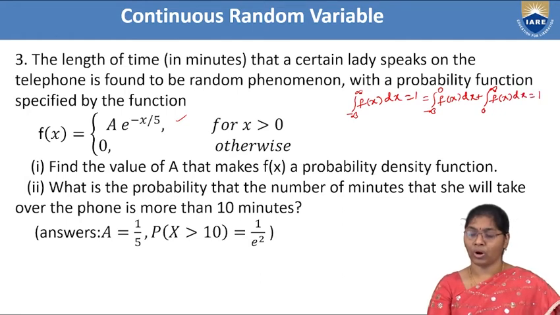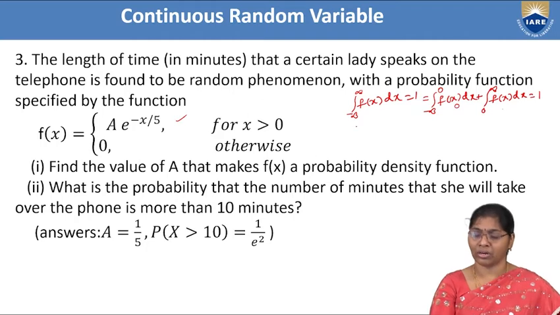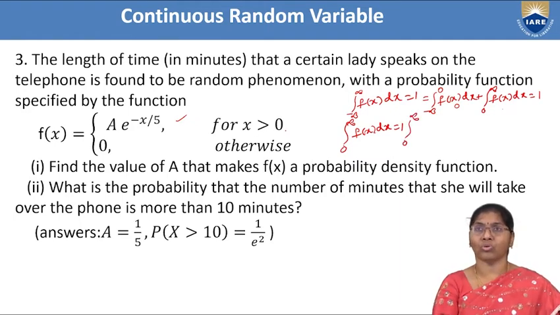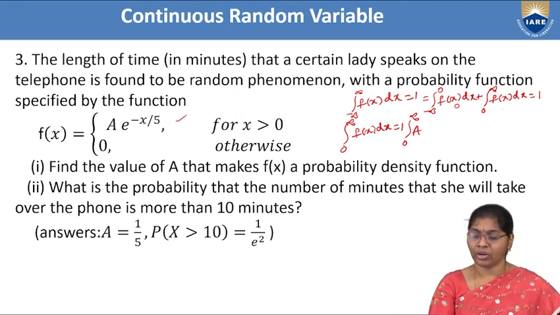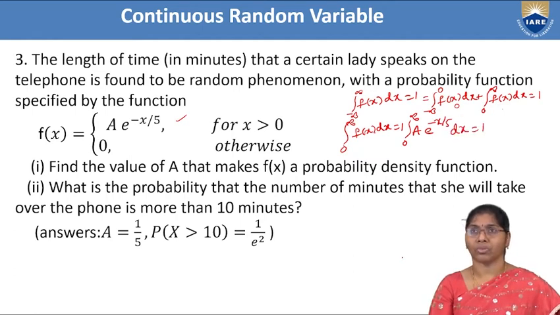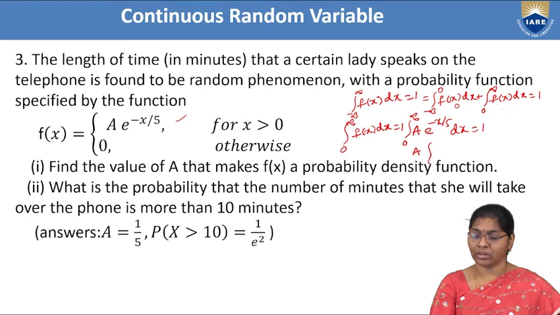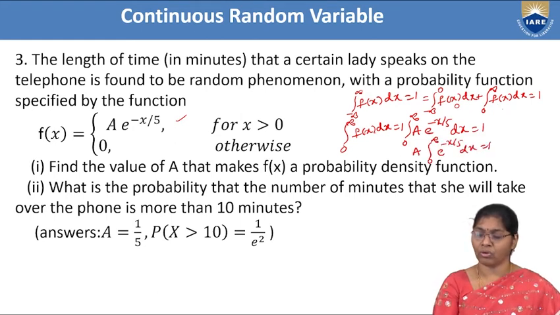equal to 1. Here the first part is 0, so I am taking only this part. The integral from 0 to infinity of f of x dx equal to 1. What is f of x for 0 and above? It is a into e power minus x by 5 dx is equal to 1. That means a into the integral from 0 to infinity of e power minus x by 5 dx is equal to 1.